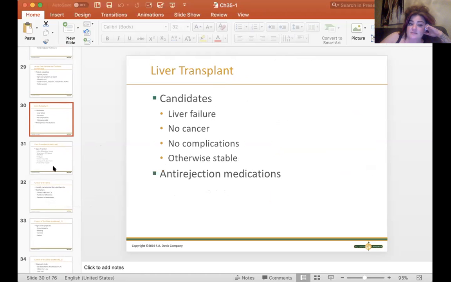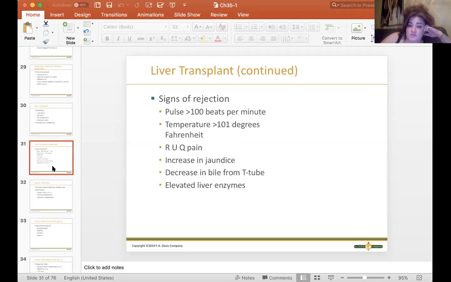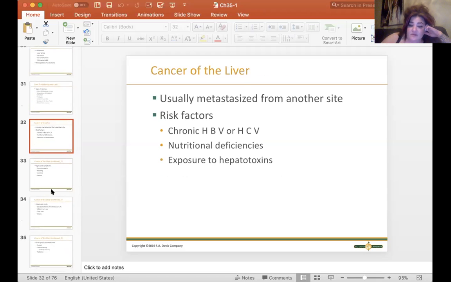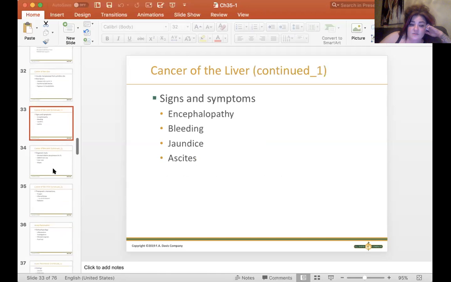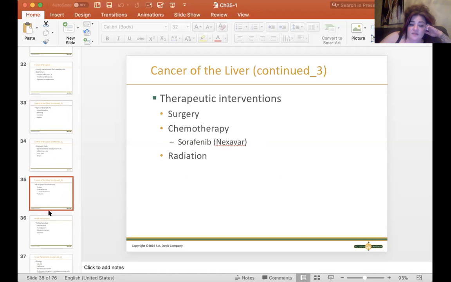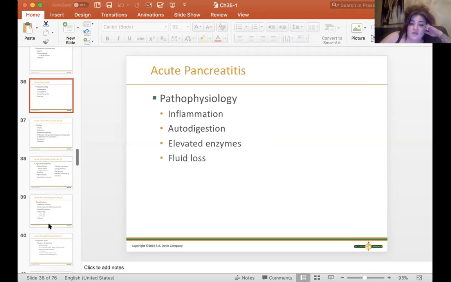Liver transplant is usually going to be the cure for liver failure. And anti-rejection medications, of course, because of a transplant, are going to be given. So all of this we can read. The other stuff I think was some really important stuff.